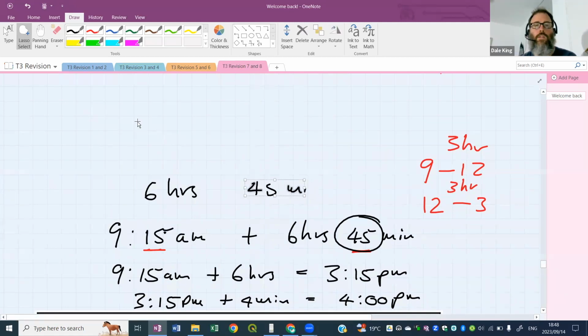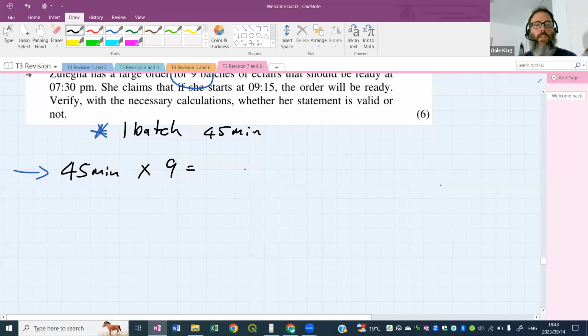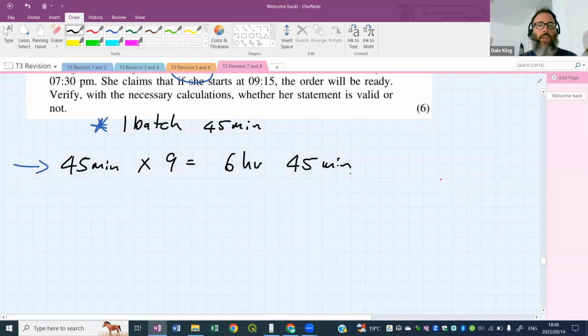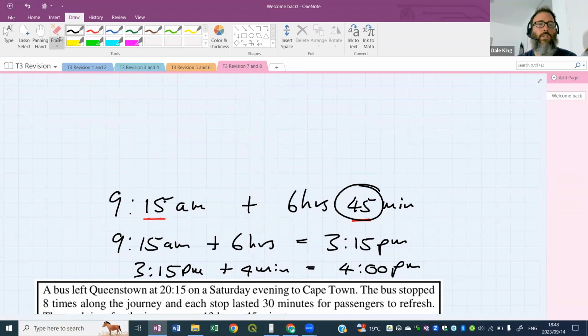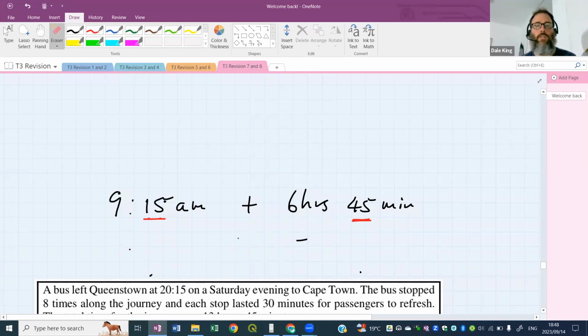Let's just take all this away and see if what's left behind is 6 marks worth. So we've got 45 minutes times 9 using the time key, and that gave us 6 hours and 45 minutes. Then we can go straight down to taking 6 hours and 45 minutes and adding it onto 9:15. We don't need all this. We don't need all that. And that'll go straight to the answer of 16 p.m.